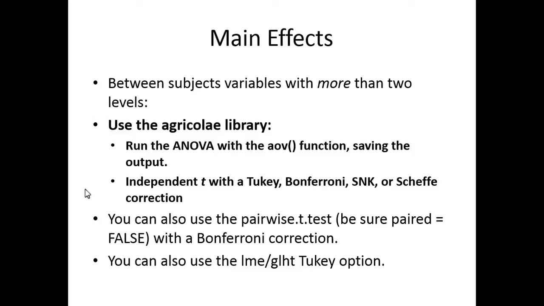So I'd run the ANOVA, excluding the repeated measures variable. So this is a main effect, so we'll just totally leave that variable out. And then do one of the 4 different corrections we talked about. You can also do pairwise.t.test, Bonferroni. Or you can do the LME Tukey option. I bolded the one I thought was probably the easiest. A lot of you like pairwise t-test, but you've got to remember it's paired equals false. So any of those 3 options would work.